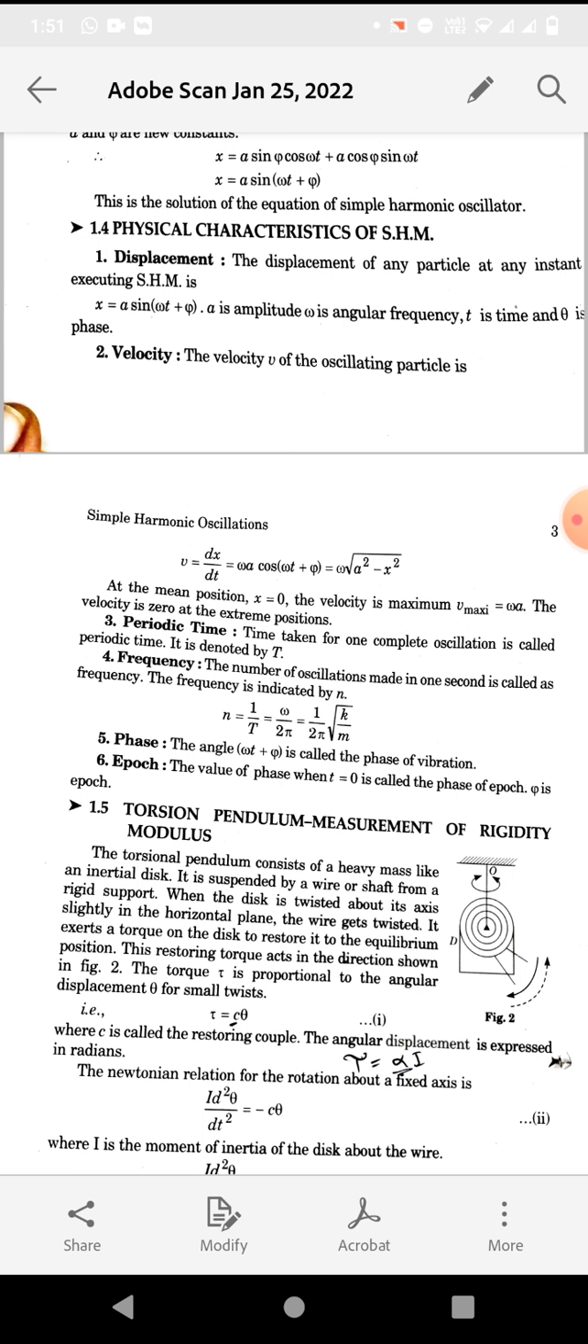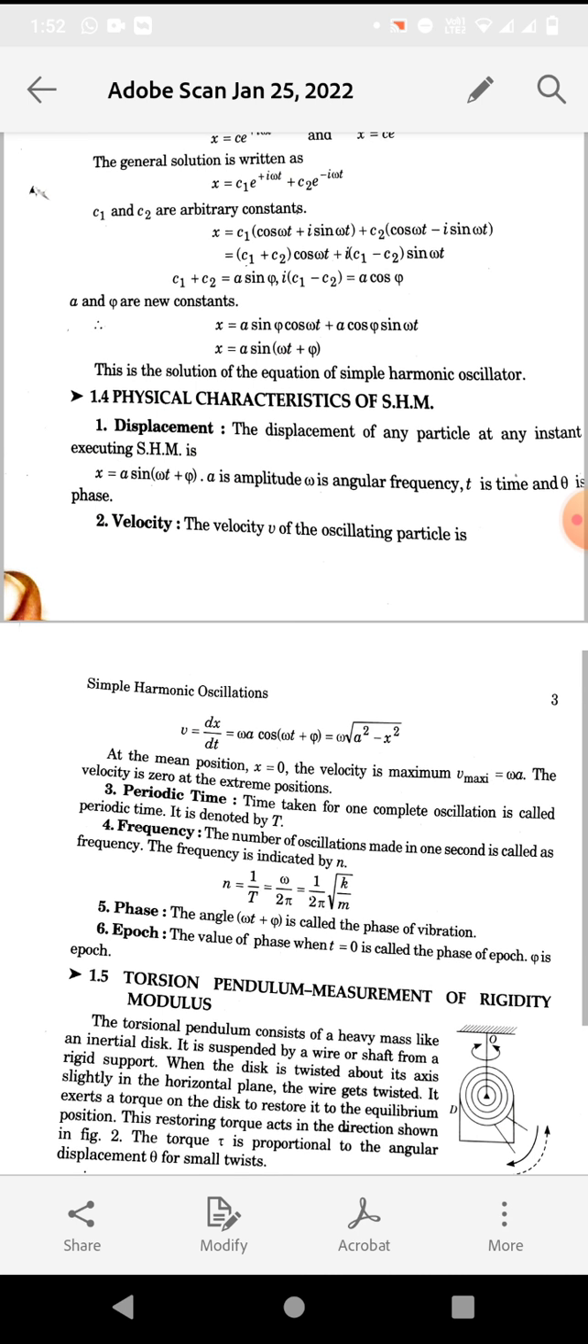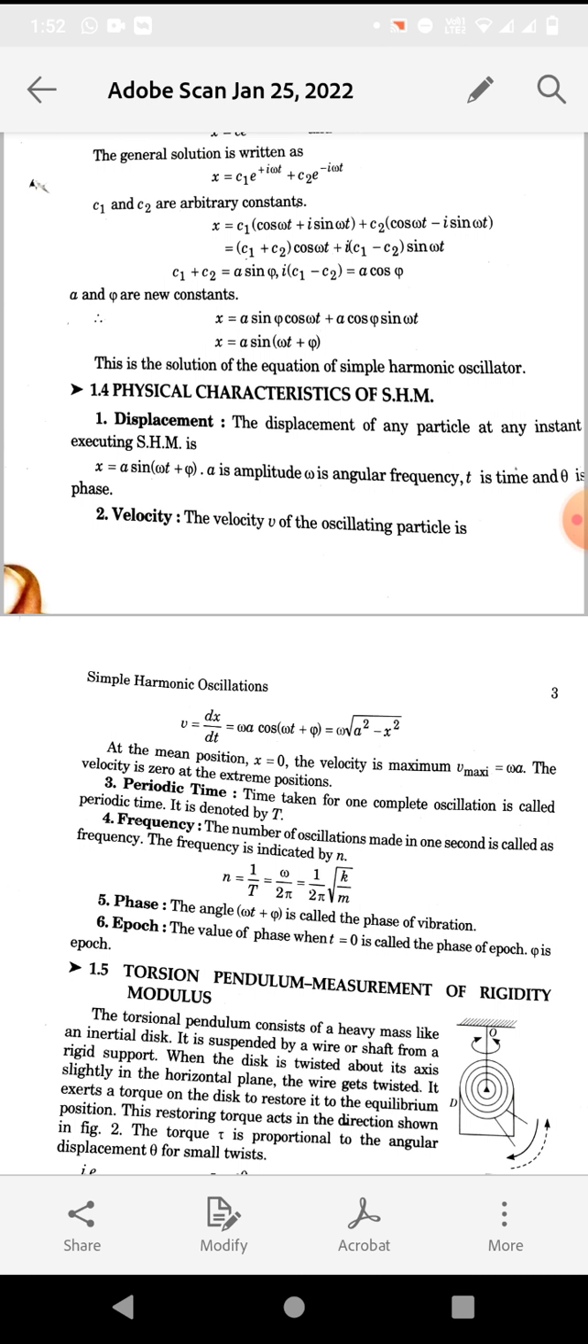Displacement: the displacement of any particle at any instant executing simple harmonic motion is shown by x is equal to a sine of omega t plus phi or a cos of omega t plus phi, whatever it may be, no problem. It must be expressed in terms of only these two terms, sine or cos function. That is the displacement characteristic.